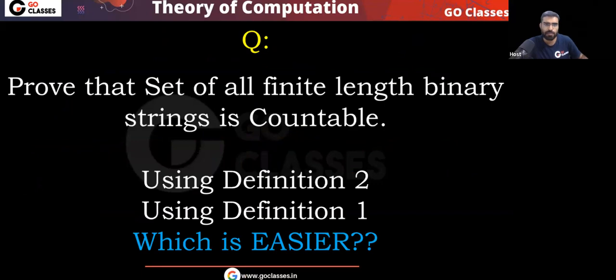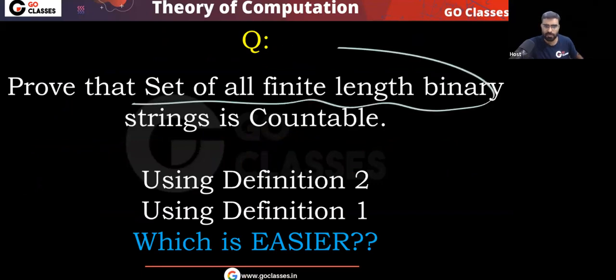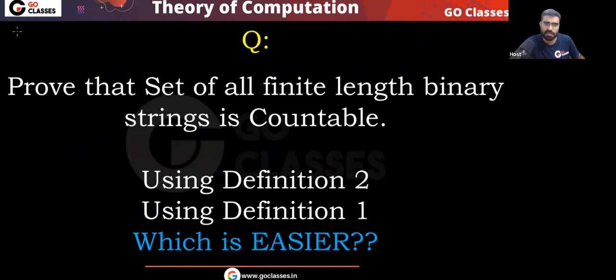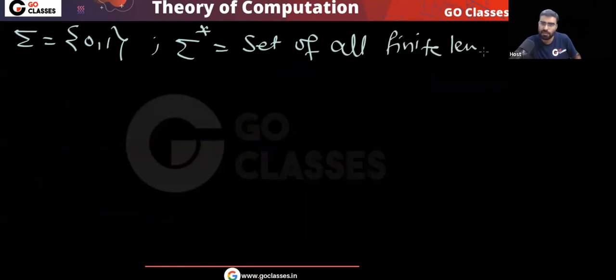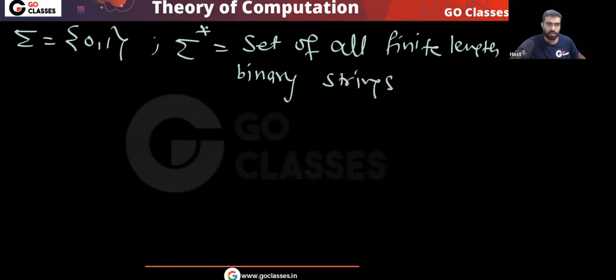So let's see the next question. Prove that the set of all finite length binary strings is countable. Now we need to prove, again, this sigma is {0, 1}. What is sigma star? Sigma star is the set of all finite length binary strings. So tell me, how to prove this sigma star is countable? Can you create an enumeration of sigma star?